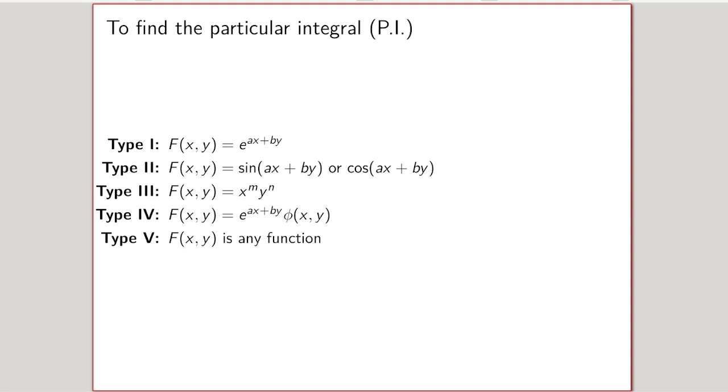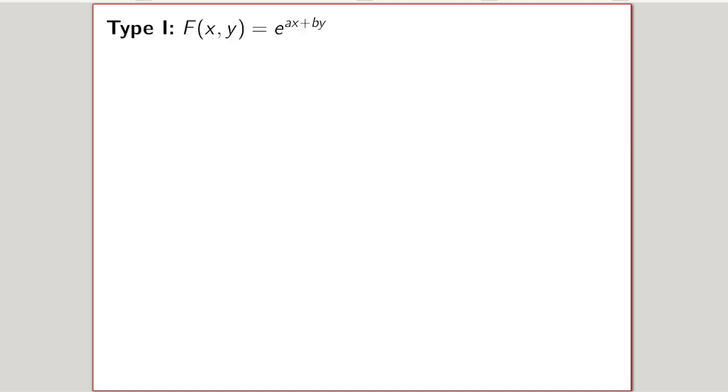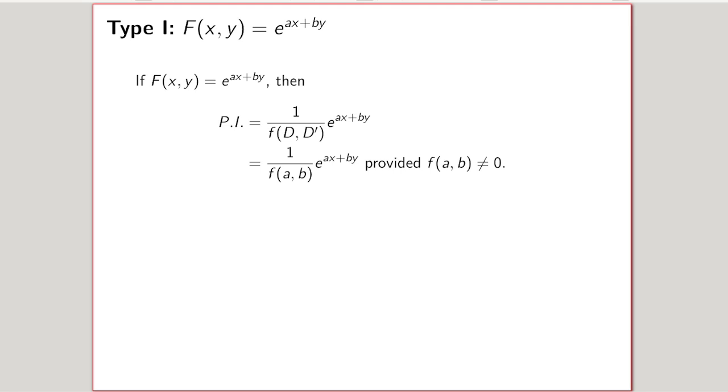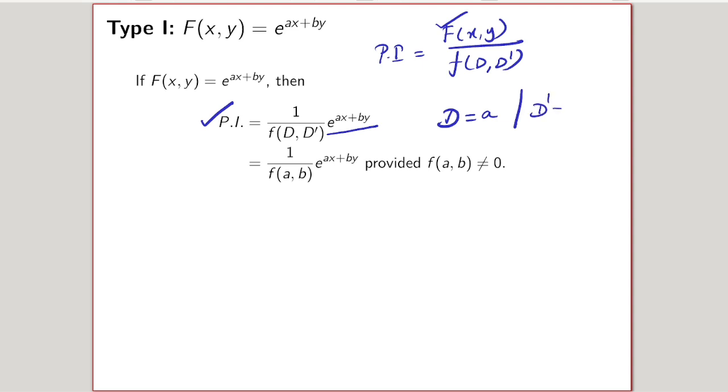Now in this lecture we shall see how to find the particular integral for type 1, that is e^(ax+by). I'll give the general method. If f(x, y) = e^(ax+by), then we already know that the particular integral formula is f(x, y) divided by F(D, D'). Here, for type 1, we are going to replace D with a and D' with b.